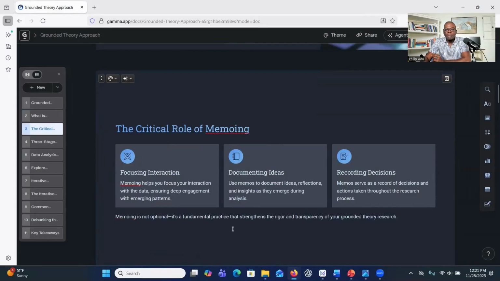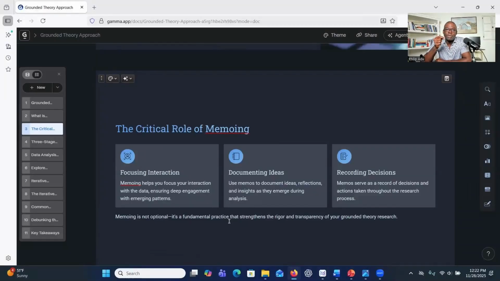So the next thing that you have to really think about is memoing. It's very critical when you are using grounded theory approach. You have to have a way of documenting your actions, decisions, and your reflections, right? So documenting your actions, decisions, and your reflections is very, very important when it comes to utilizing grounded theory approach. So let's start with memoing.